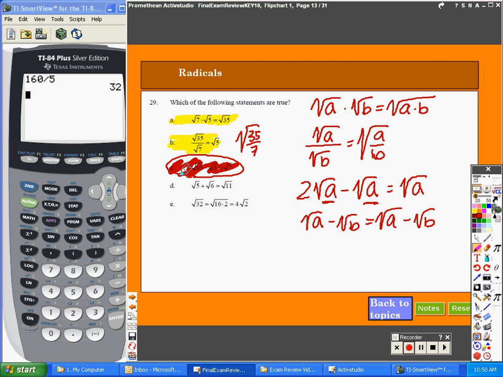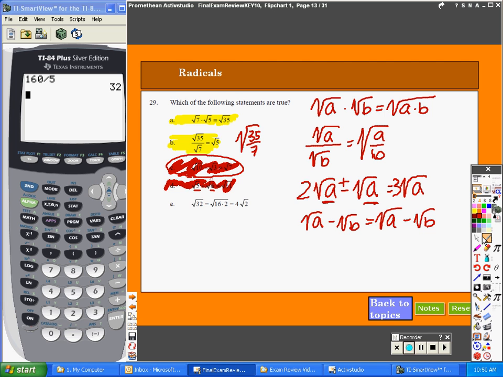All right, same goes for part D. Root 5 plus root 6 equals root 11. Once again, you can only add and subtract if the root part is the same. So if we had 2 root A plus root A, we would have 3 root A's. But we cannot add them because the radicals are different. So this is incorrect.